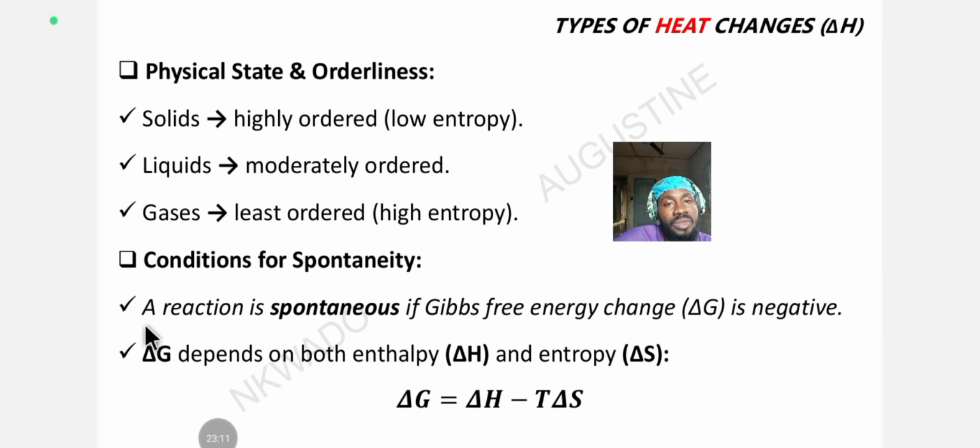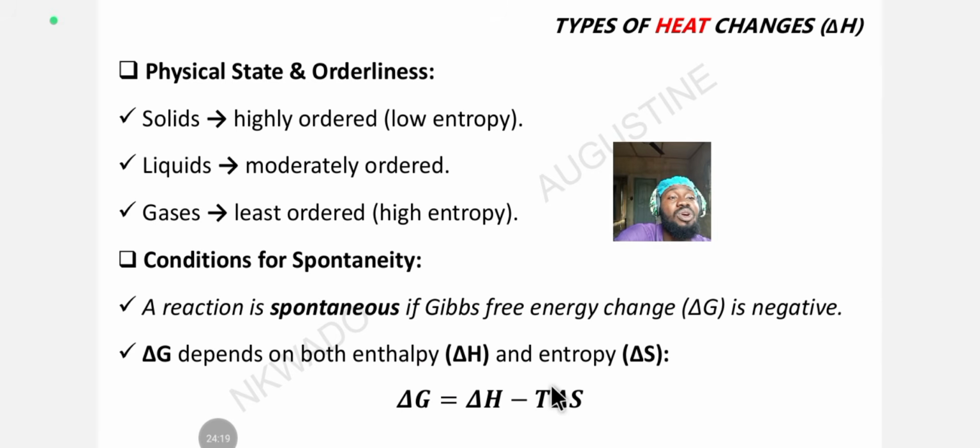All right, but it's an explosive process because potassium is very reactive. A reaction is spontaneous if the Gibbs free energy change, ΔG, is negative. So when this energy is negative, the reaction is spontaneous. You didn't add any energy, no artificial facilitation is required. The change in Gibbs energy depends on both enthalpy, which is heat change, and entropy, which is disorderliness. Entropy is the degree of disorderliness or orderliness in a system, depending on the angle you are looking at it from.